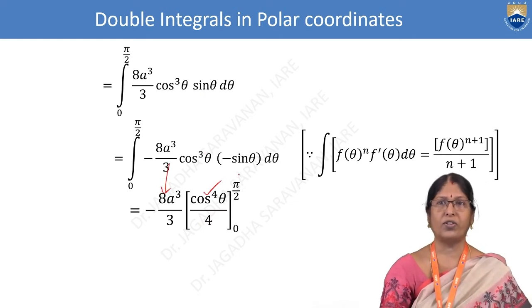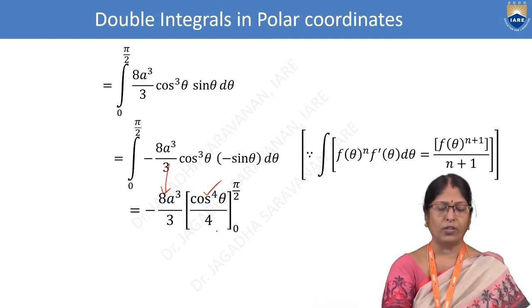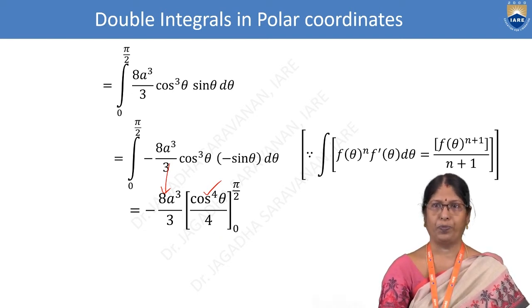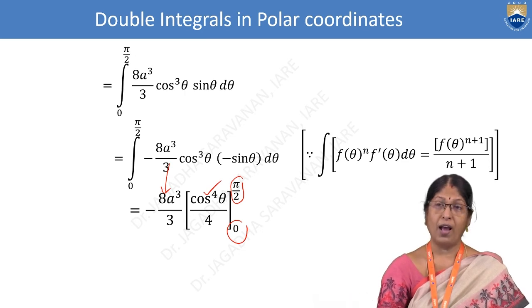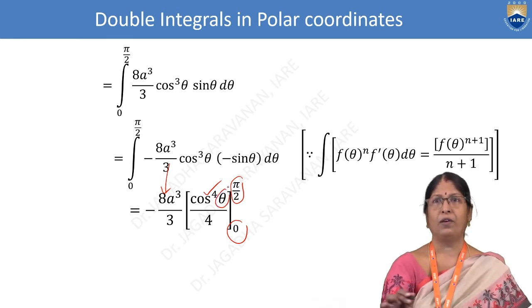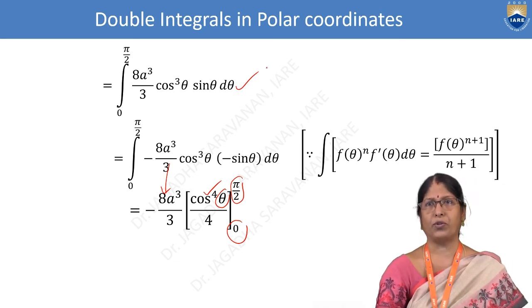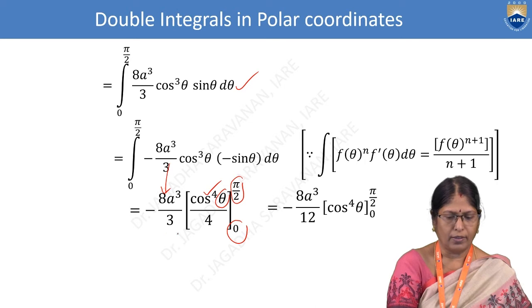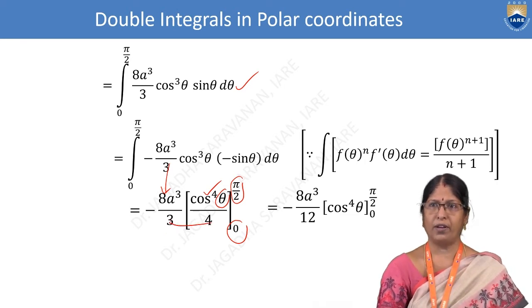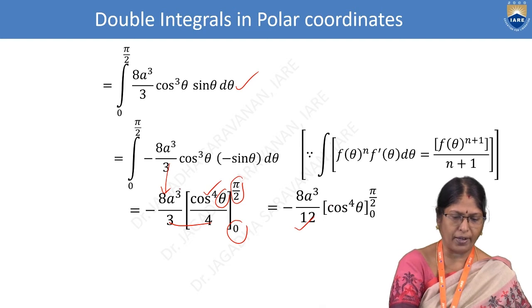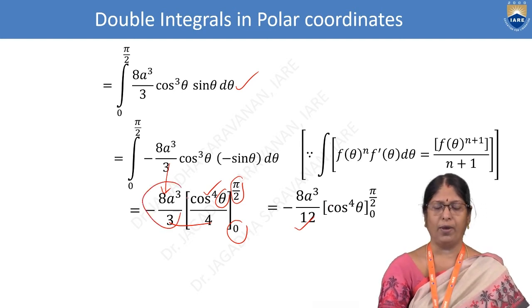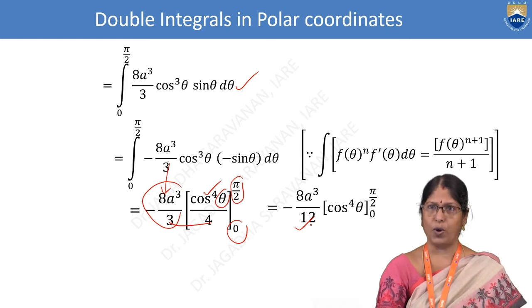Here cos power 4 theta divided by 4, 0 to pi by 2. Upper limit is pi by 2, lower limit is 0. So we know the formula, upper limit minus lower limit. In terms of theta, we have to substitute. That is, we did the integration with respect to theta. This 4 and 3 put together, 3 4s are 12. So this part has become minus 8a cubed by 12.